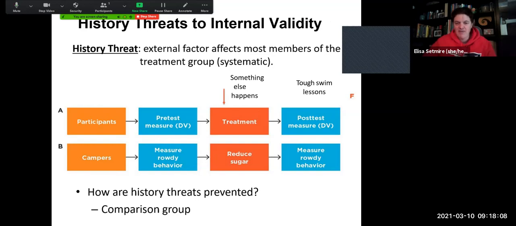It's a systematic effect that happens across everyone. So if we have our participants and then we do a pre-test measure, there's some kind of treatment, but then something else in there happens. And then we post-test or measure it, right?